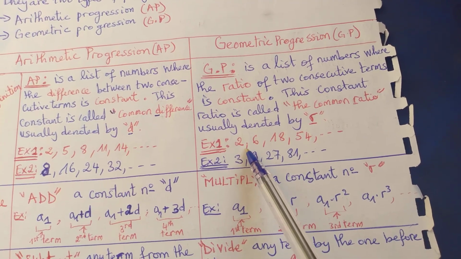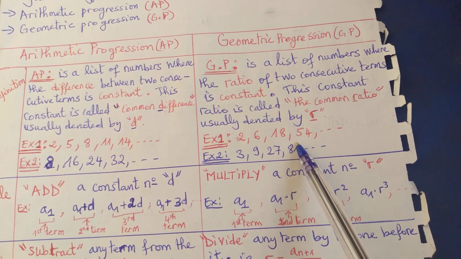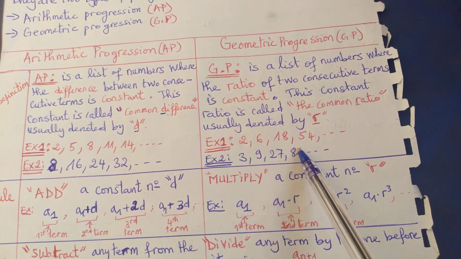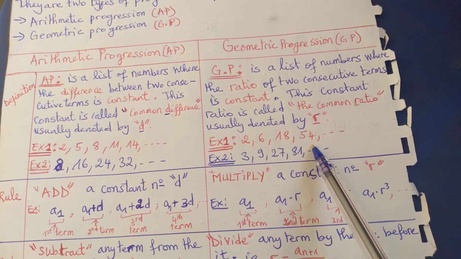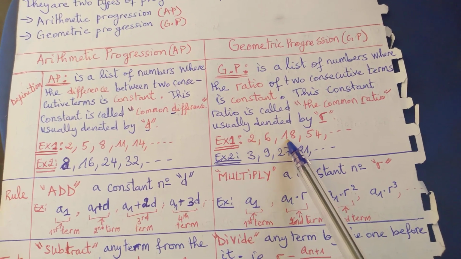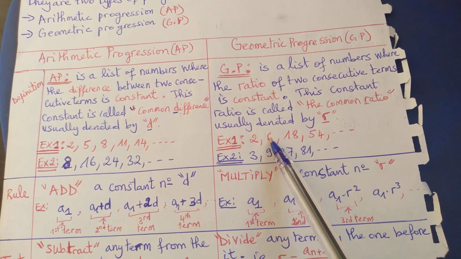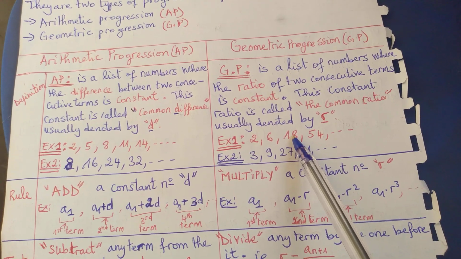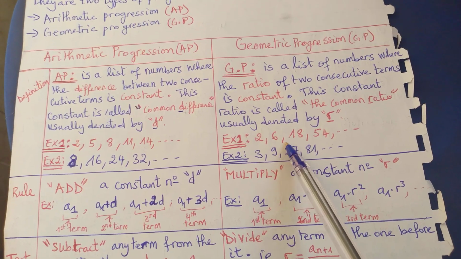See how the terms are 2, 6, 18, 54. How do you obtain this progression? How are they moving? How are they progressing? When you identify that, you will know whether it is geometric or arithmetic. So here, if you divide 6 by 2, you obtain 3. You take 18, divide by 6, you obtain 3. Take 54, divide by 18, you still obtain 3. You see that when you divide two consecutive terms, you obtain the same constant, which is 3.